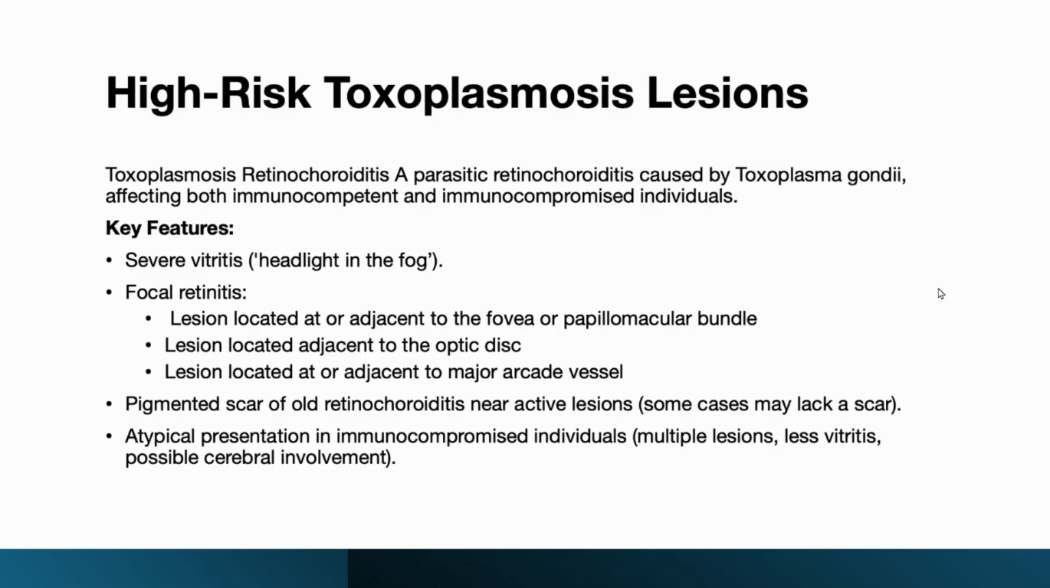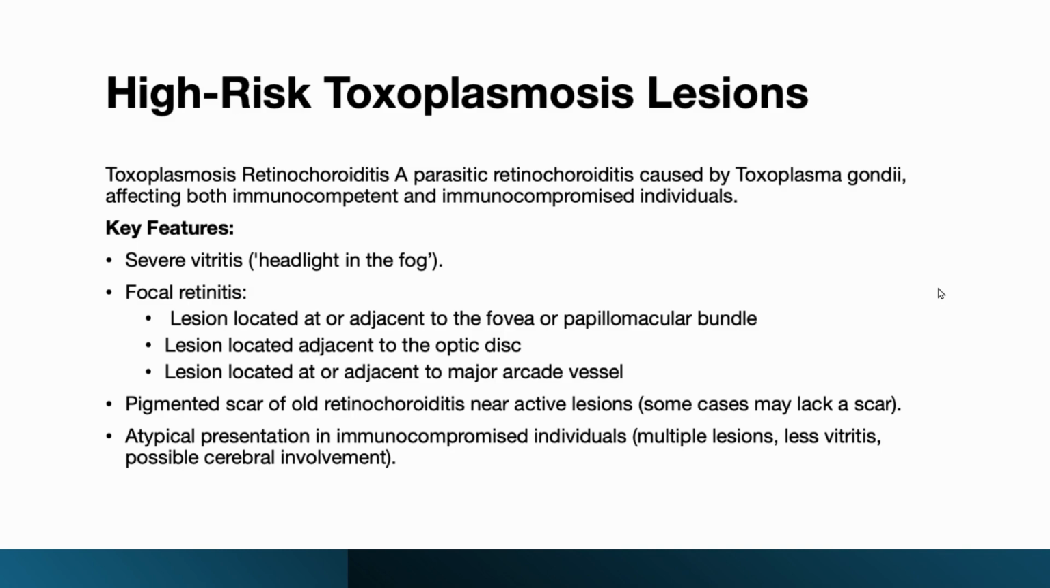Toxoplasmosis retinochoroiditis is the most common cause of infectious posterior uveitis worldwide. It's caused by Toxoplasma gondii, which is a highly adaptable parasite with multiple transmission routes. It can affect both immunocompetent and immunocompromised individuals. The classic presentation occurs in immunocompetent patients as a reactivation of latent infection. It appears as fluffy white-yellow lesions of focal retinitis adjacent to a pigmented chorioretinal scar, a pattern that's very characteristic, which is why toxoplasmosis is considered in these cases until proven otherwise.